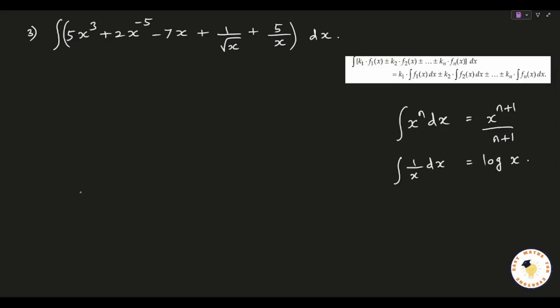Let's solve this sum: integral of 5x power 3 plus 2x power minus 5 minus 7x plus 1 by root of x plus 5 by x times dx. The theorem which we are going to use here is the generalized version of theorem 3. And the formulas which we are going to use in this sum are integral x power n dx equal to x power n plus 1 by n plus 1 and integral 1 by x dx equal to log x. Let's see how to solve this sum.